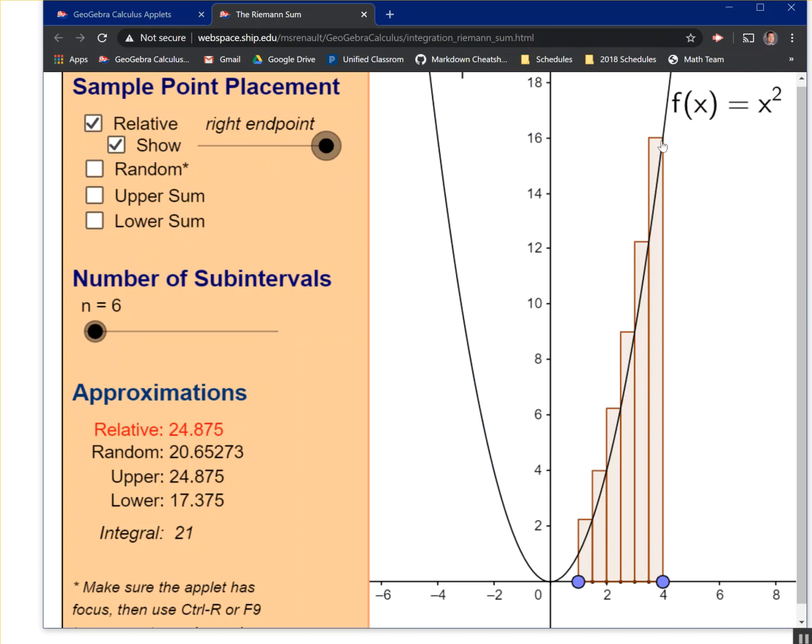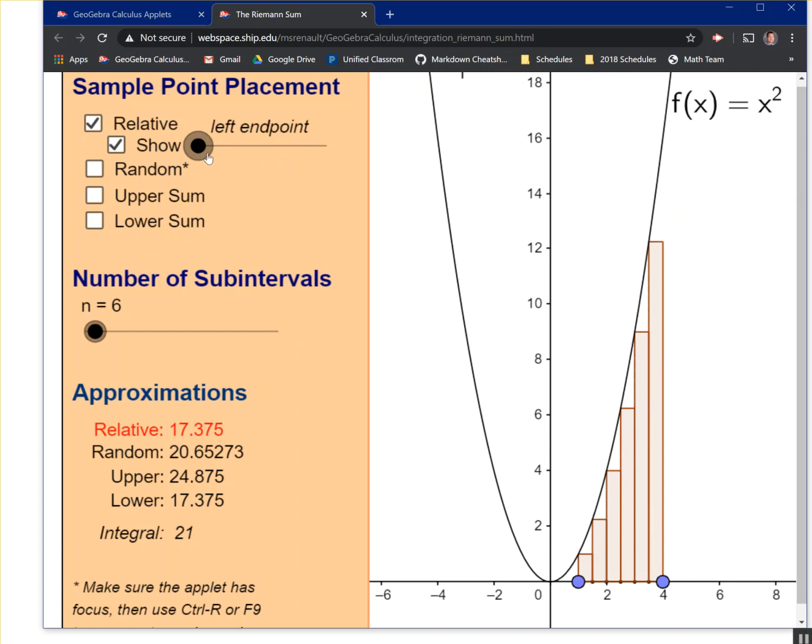The right endpoint is where it crosses the function. Now if I switch to the midpoint, notice the midpoint was where it crosses the function. That's why we plugged in 3.75, because f of 3.75 gets me my height. And then finally, left endpoint, you can see it connects on the left side here.